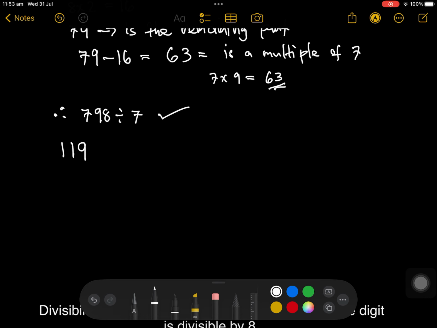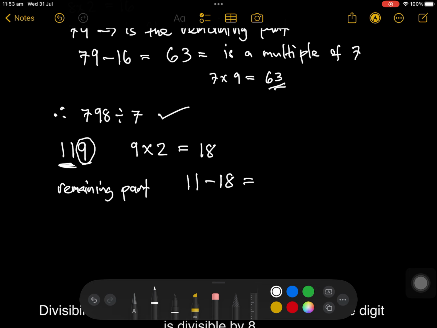Let's have another one. Let's say you have 119. The unit part or the last digit is 9. Double it, 9 times 2 is equal to 18, and the remaining part is 11. Then 11 minus 18 is negative 7. Negative 7 is a multiple of 7 already, right? So therefore, 119 is divisible by 7.